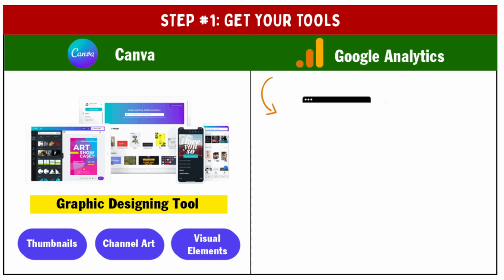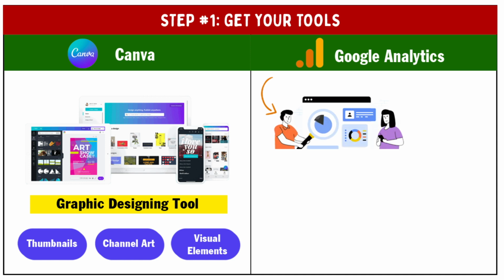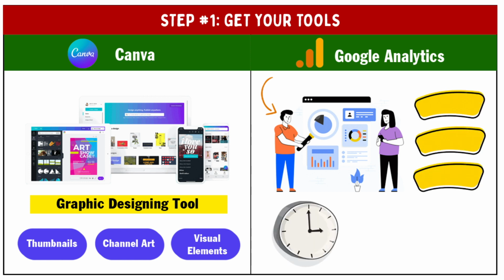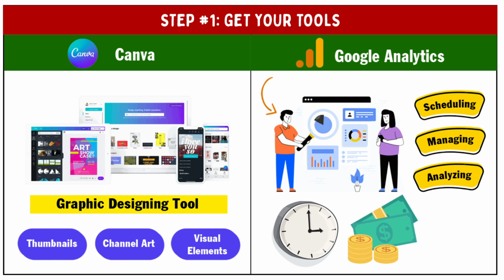Google Analytics. Google Analytics is a web analytics service that tracks and reports website traffic. It can also be used to track traffic to your YouTube channel and to understand where your views are coming from. These tools can help you save time by automating certain aspects of your channel, such as scheduling videos, managing comments, and analyzing performance. They can also help you monetize your channel by providing features such as sponsor video management and affiliate link management. It's important to research and find the right tools for your specific needs.